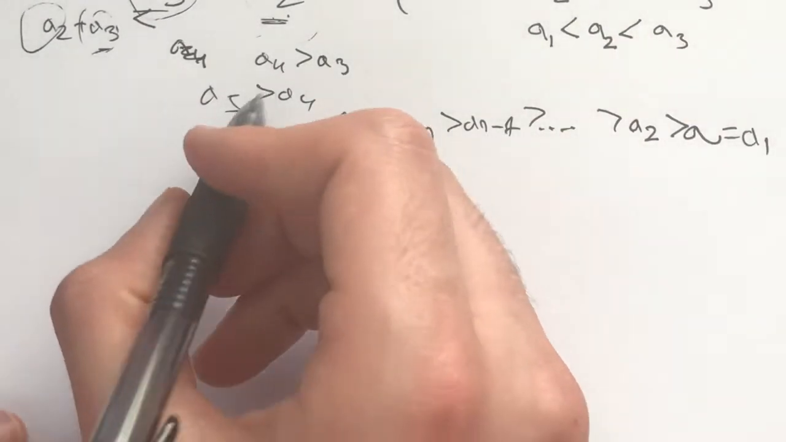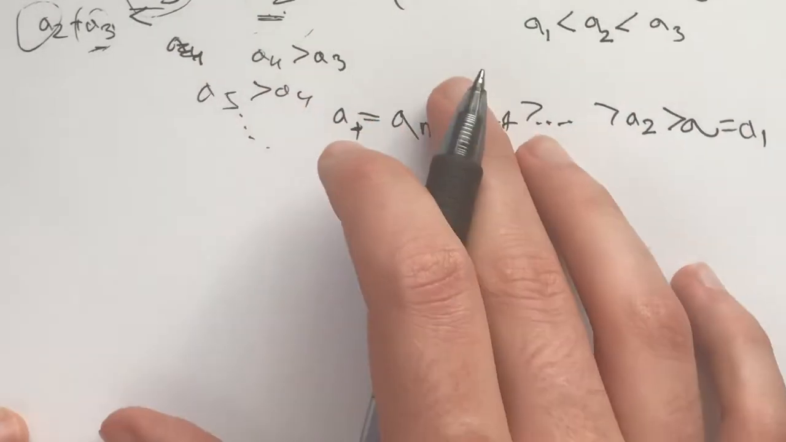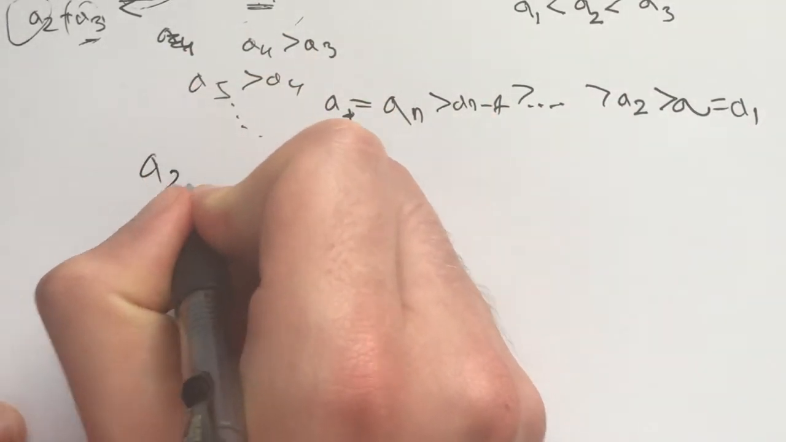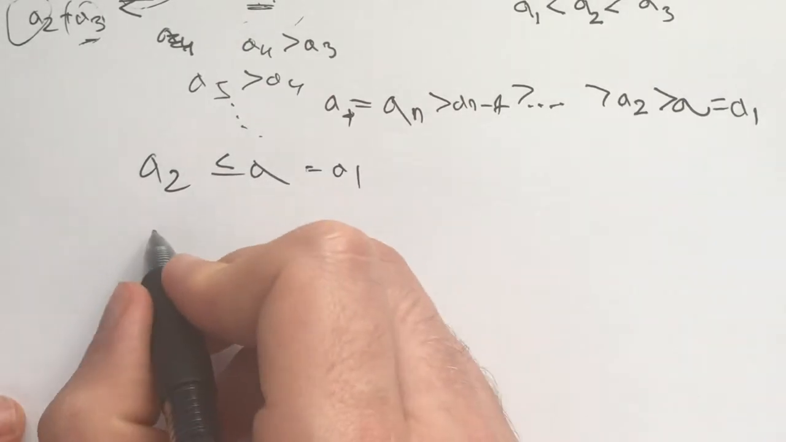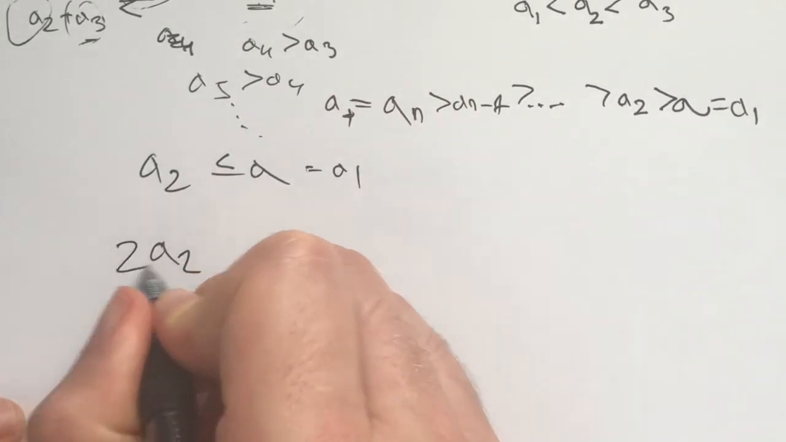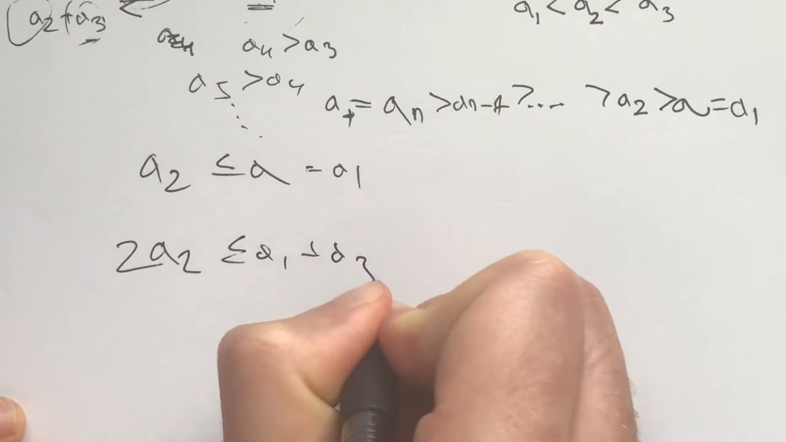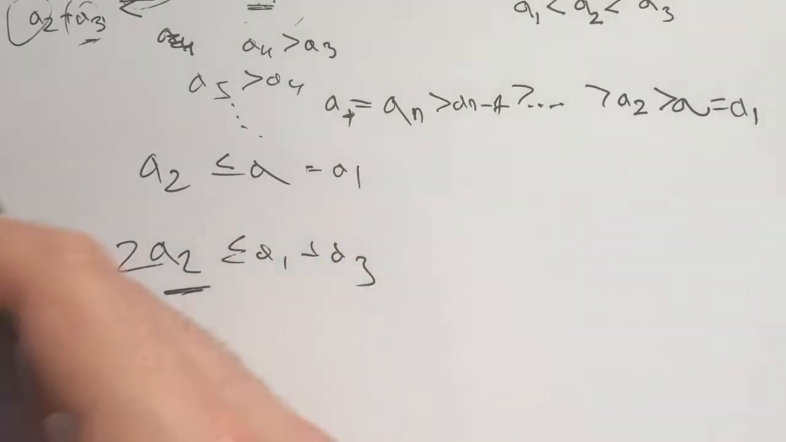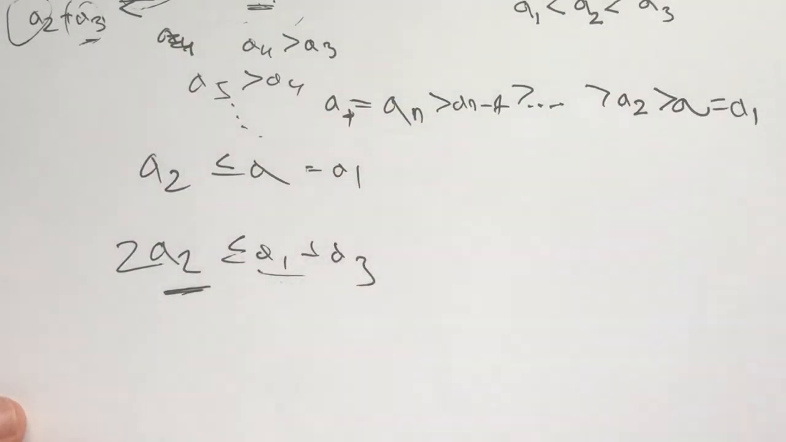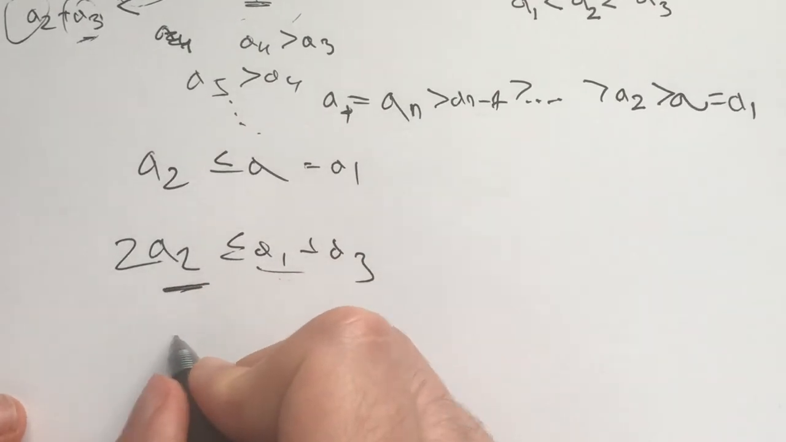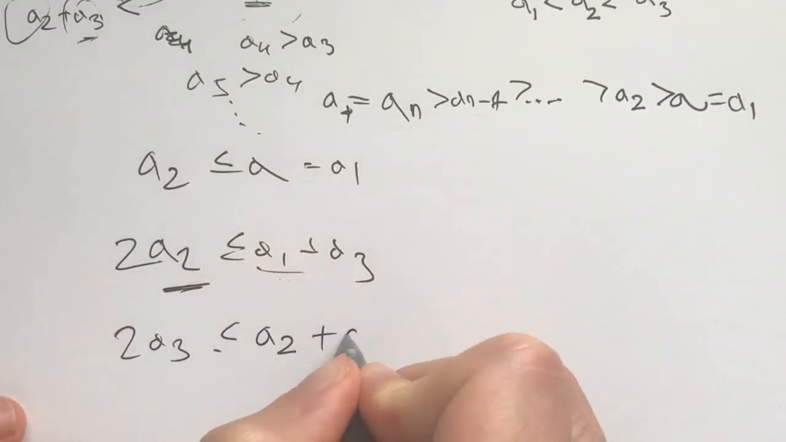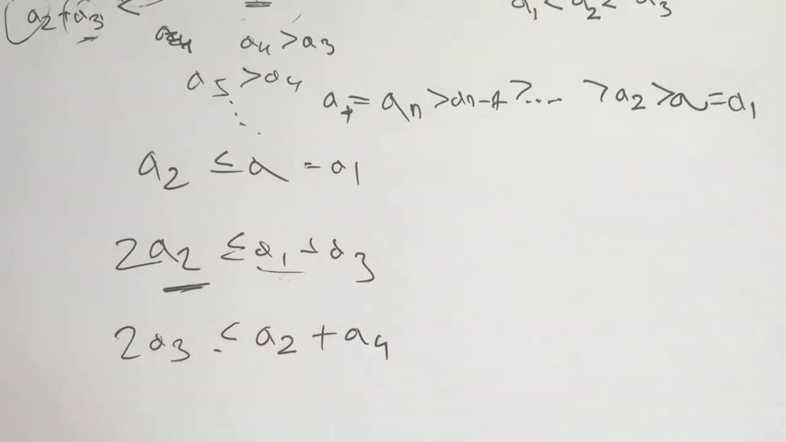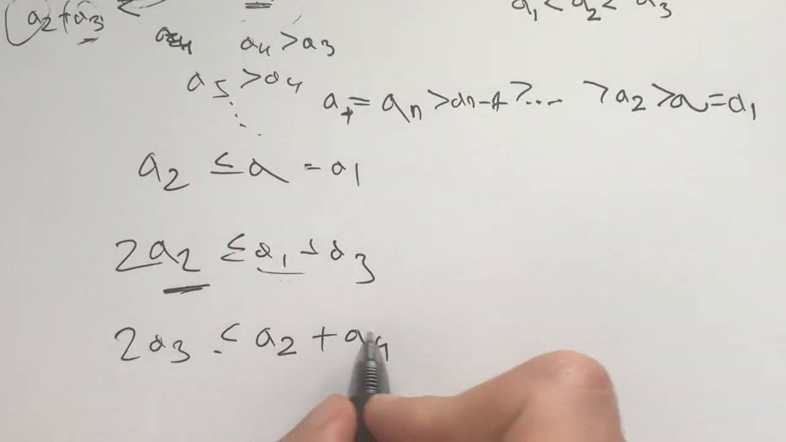So the next natural question is, if you can't generalize straight away, then just look, okay, what if a2 is less than or equal to a, which is equal to a1? Then just looking at 2a2 less than or equal to a1 plus a3, a2 could be so small that this will always be true. So let's look at the next one, 2a3 less than or equal to a2 plus a4. What can we get from here? Well, the issue is we can't really get anything.